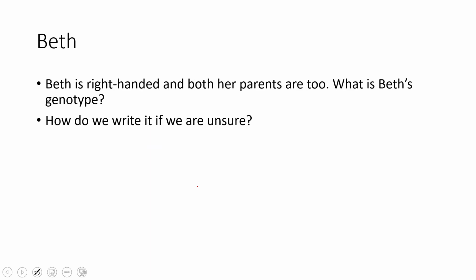Next, they give us another scenario. Beth is right-handed and both of her parents are right-handed as well, so what is her genotype? We don't know a whole lot about this particular problem because we don't know if her parents are homozygous or heterozygous. We don't know if both of her parents are this, or one parent is this and one parent is that. All we know, really, is that Beth is right-handed.